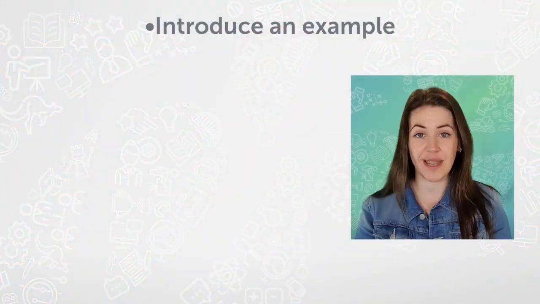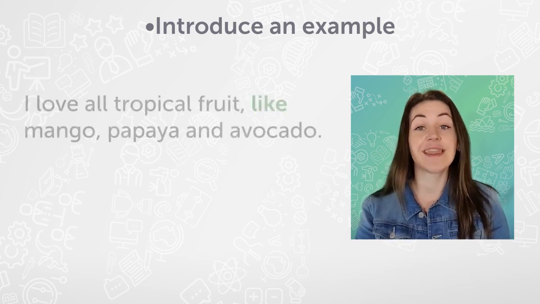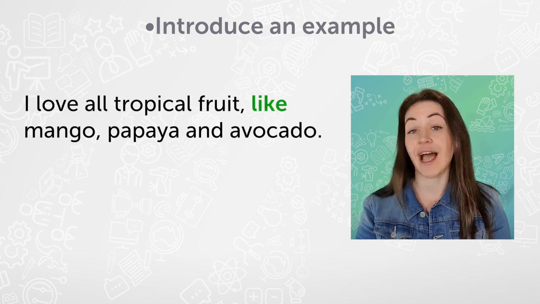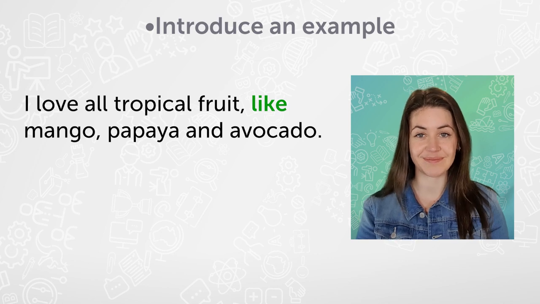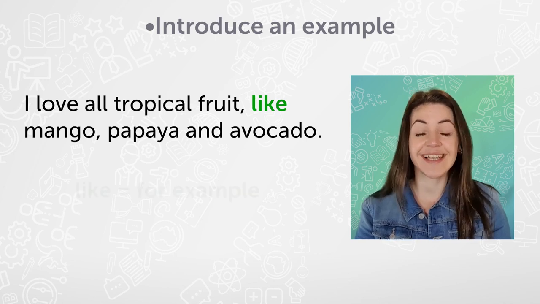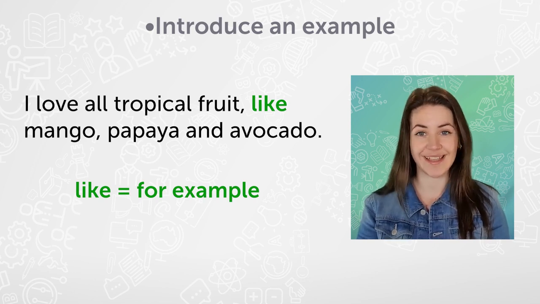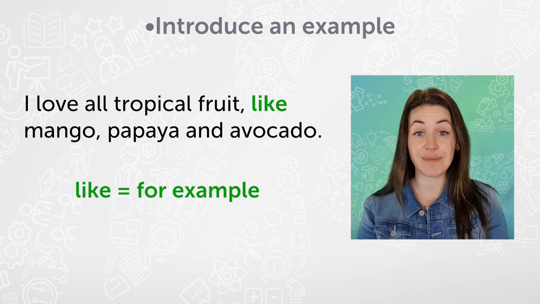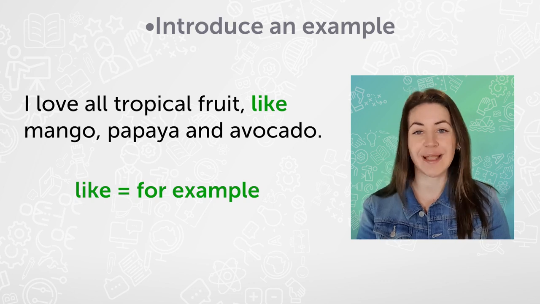Alright. First situation in which we use "like" is to introduce an example, like in this sentence. "I love all tropical fruit, like mango, papaya, and avocado." See, here we use "like" to give some examples of the tropical fruit we like. In this case, it simply means "for example." I love all tropical fruit. For example, mango, papaya, and avocado.